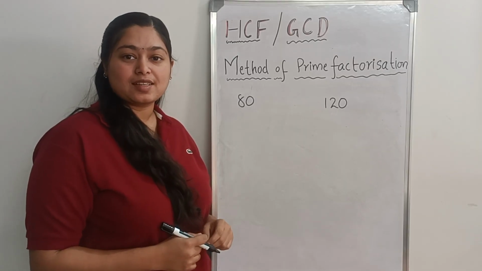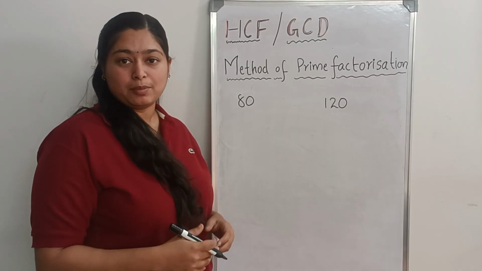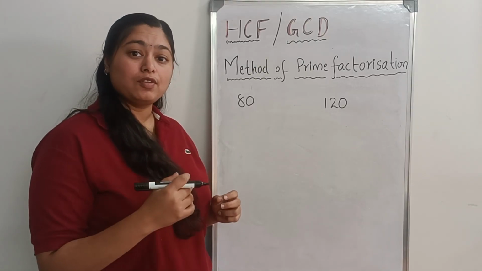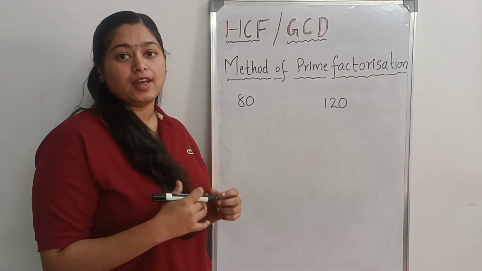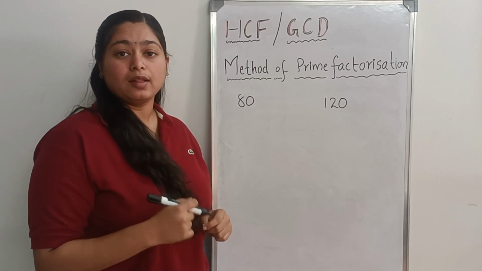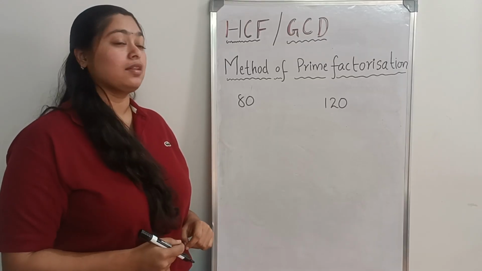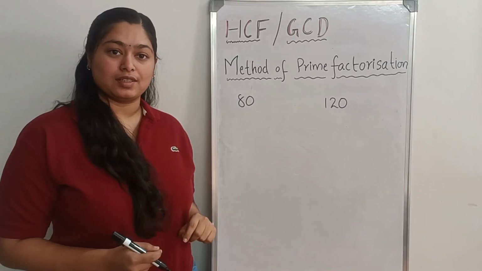We started discussing the highest common factor and one simple method of finding it, and we also discussed what the highest common factor is and where it is used in our previous video. Now let's look at another method for finding the highest common factor of two numbers, and this method is known as the method of prime factorization.